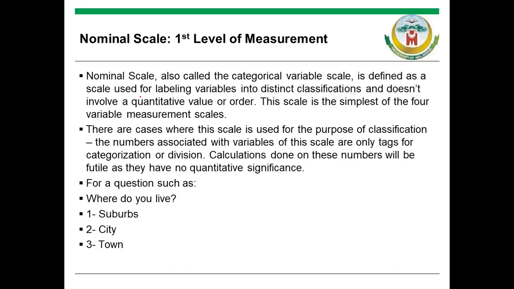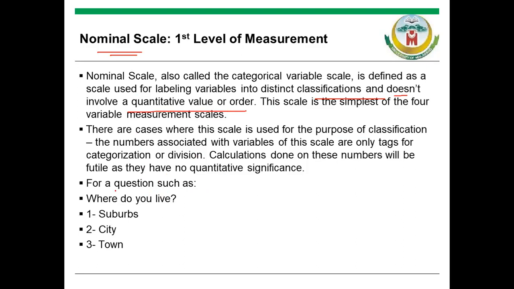Okay, the first one is nominal scale. So what is nominal scale? Nominal scale, also called the categorical variable scale, is defined as a scale used for labeling variables into distinct classification, and it doesn't involve a quantitative value or order. Now, we will discuss examples, and then you will understand what a naming scale is.